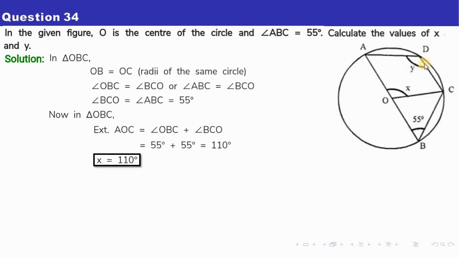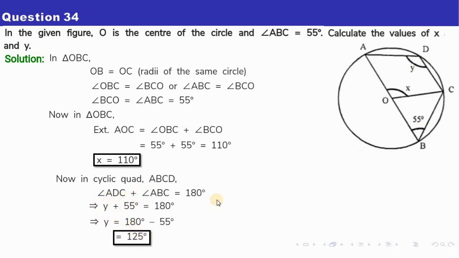Now if I see here, A, D, C and B all lie on the circumference. So I can call ABCD a cyclic quadrilateral. And in a cyclic quadrilateral, the sum of the opposite angles will be equal to how much? It will be 180. So in cyclic quadrilateral ABCD, we have angle ADC plus angle ABC equal to 180 degrees. Let's put the values. ADC is y, ABC is 55, so y turns out to be 125 degrees.